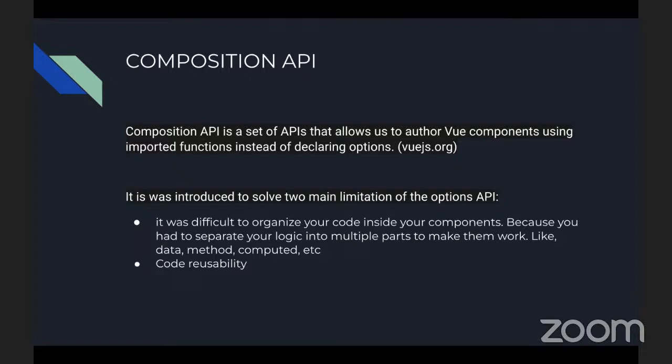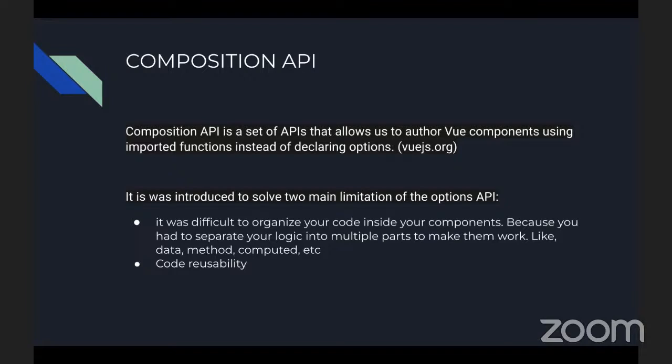So let me give a bit of history. Before the composition API, Vue.js in its previous versions, version 1 and version 2, currently we are on Vue version 3, was being written with what we call the options API. So when you go to version 3, there was an improvement, a new way of writing Vue.js code to make it simpler and also to overcome some of the limitations of the options API.